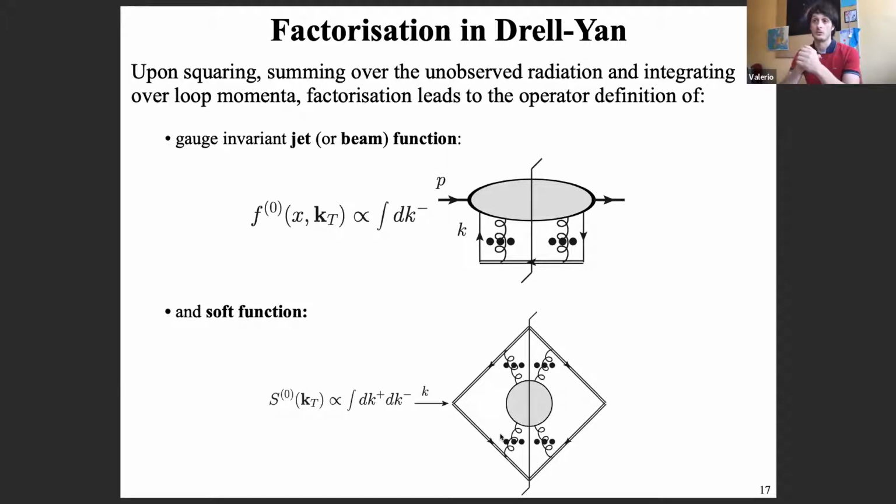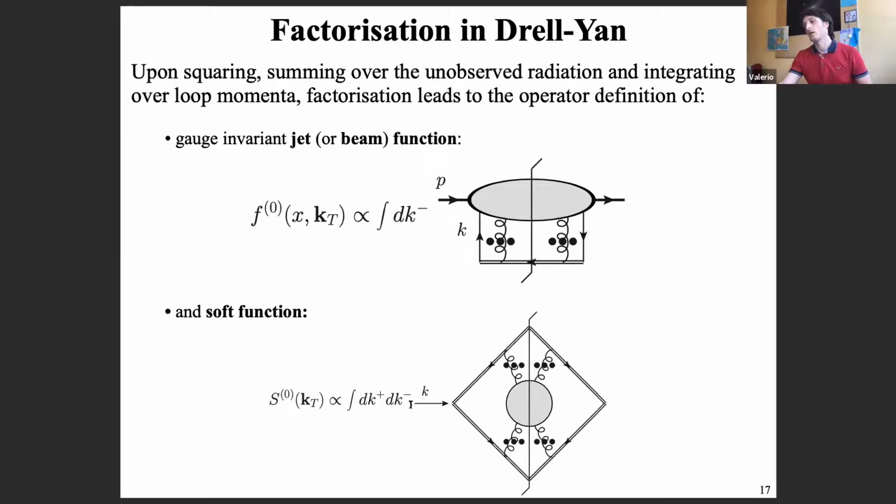And of course, you need also to integrate over the loop momentum. And then eventually, factorization leads to operator definitions. So first of all, you define what is typically called the jet or beam function, which is essentially just the integral over the minus component in light cone coordinates of the collinear blob squared.